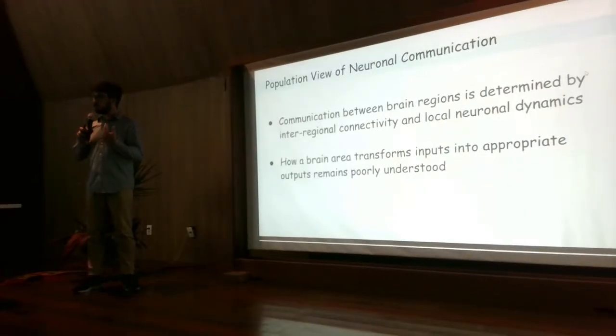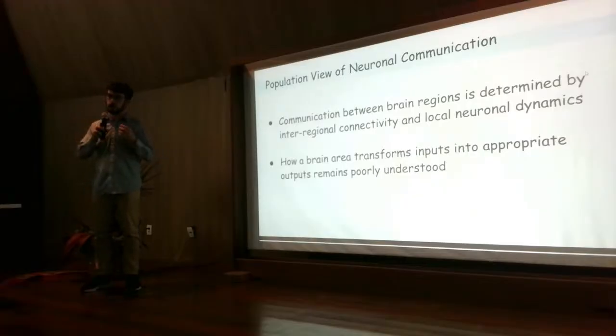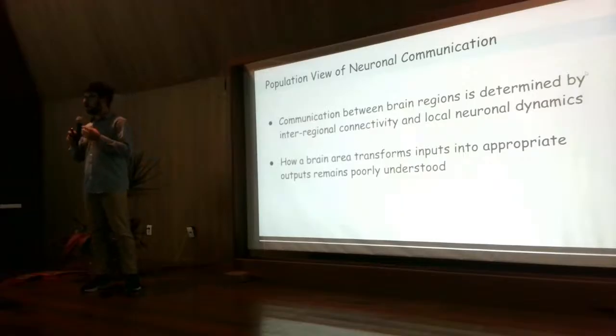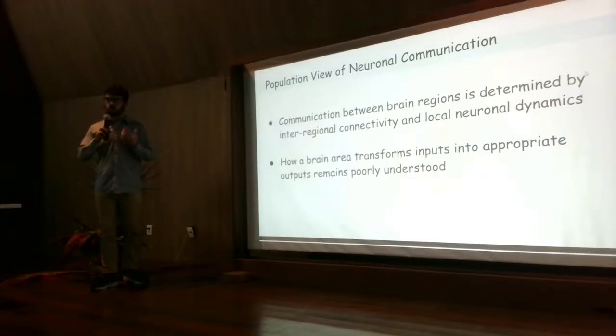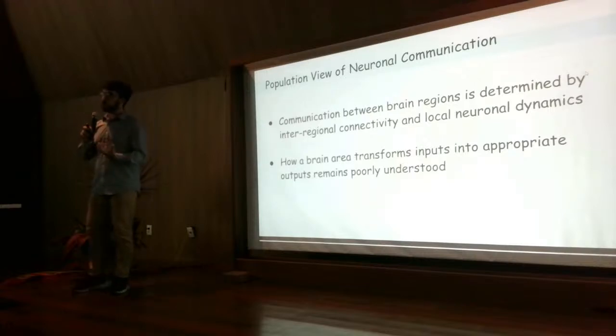So we can take a population view of neuronal communication, and this population view basically stems from the current devices that we have to record populations of neurons across different areas, and the way that we can analyze these data sets. We can think in general terms that communication between brain regions is determined both by interregional connectivity and local network dynamics. And there is still an open problem: we don't know exactly how one brain region transforms its inputs into its outputs.